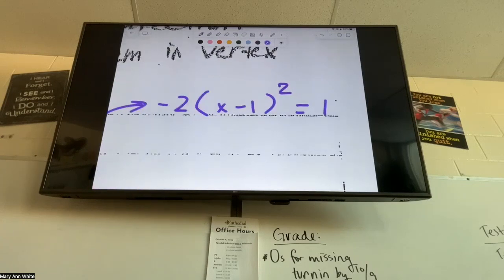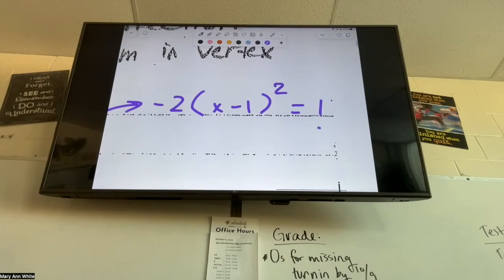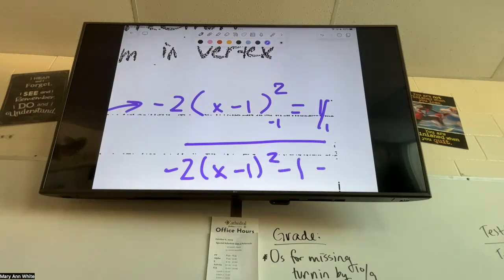Now, the last thing you want to do is move everything to the left-hand side so we can get it in vertex form. So we're gonna -1. So I get -2 x minus 1 squared minus 1. And that is in my vertex form. That is not at all right.